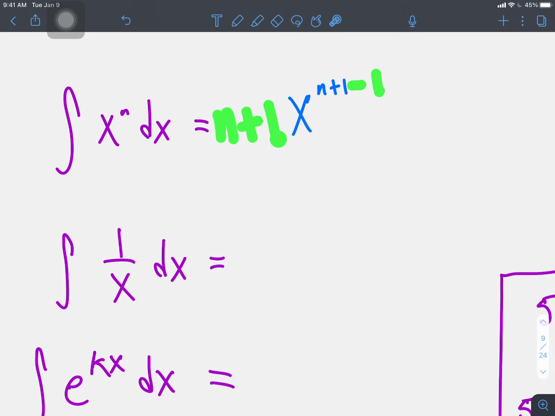So if we were going to reverse this process of multiply by the old power and subtract the old power by 1, to reverse that, what we need to do is divide by the new power. Divide by the new power and add 1 to the power.